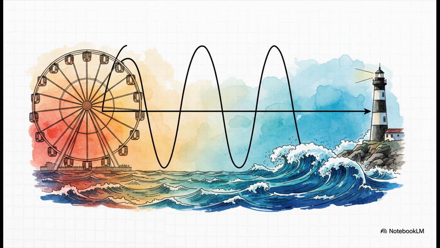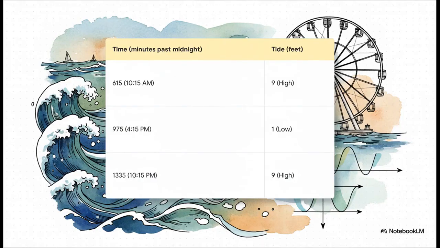Okay, so let's level up. Let's see how these exact same ideas can be applied to a much bigger, more natural cycle. Can we use a phase shift to model the ebb and flow of the ocean tides? Of course we can. So here's our data from a tide report in Salem. We've got a high tide at 10:15 a.m., that's 615 minutes past midnight, then a low tide, and then another high tide. Once again, it's a super clear, predictable cycle that doesn't start neatly at midnight, aka time zero.